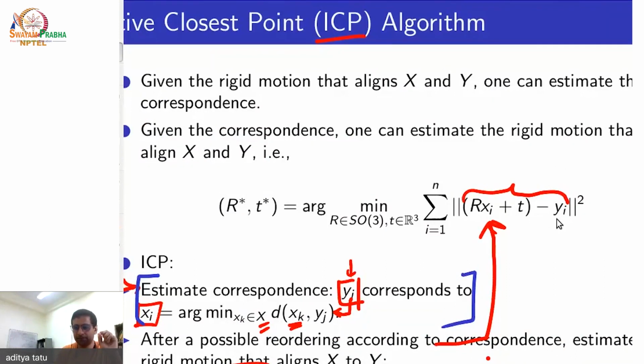So I've estimated an R and T. I've applied that R and T transformation to the point xi. This minus this tells me the difference, or basically I can think of this as an error, right? And the cost that we are trying to minimize here, therefore, is the norm of the error squared.